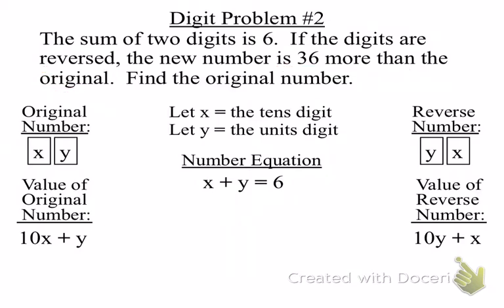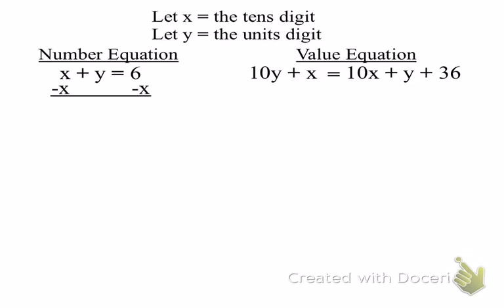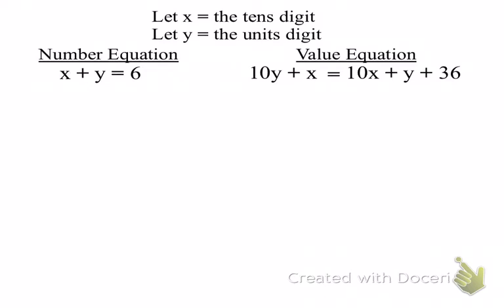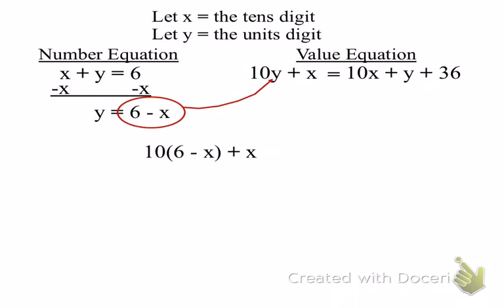Okay, so now we've got enough to solve. I want you guys to finish it. Pause the recording and finish. Okay, so I'm going to isolate my y. And what would I do with that? Layla? Plugging the y in the bottom. So it's going to read 10 times the quantity of 6 minus x plus x is equal to 10x plus 6 minus x plus 36.